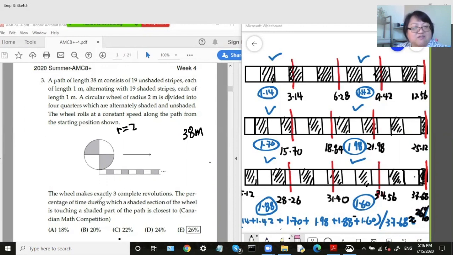So for the percentage of time, because the wheel rolls at a constant speed, the percentage of time should be equal to the percentage of the distance. So let's calculate. First, the circumference of the circle is 2 pi r, so 2 pi times 2 is 4 pi. That means each quarter section of the circle is pi.